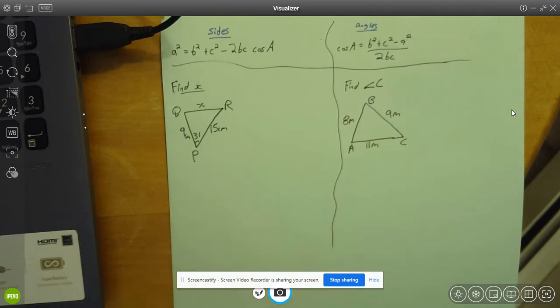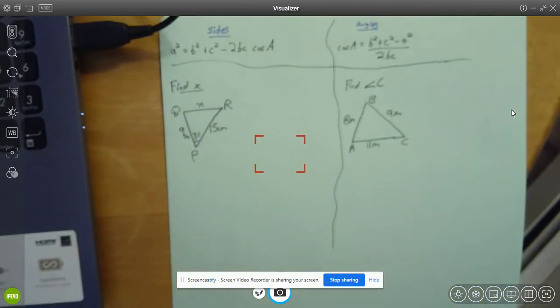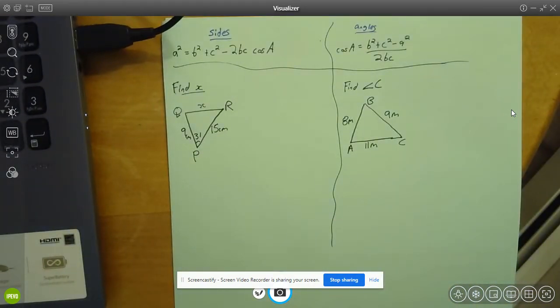Okay, in this video, we're just going to do two last examples. So let's jump right in. In my first example, I'm going to find this side x. I want to find the length of side x.